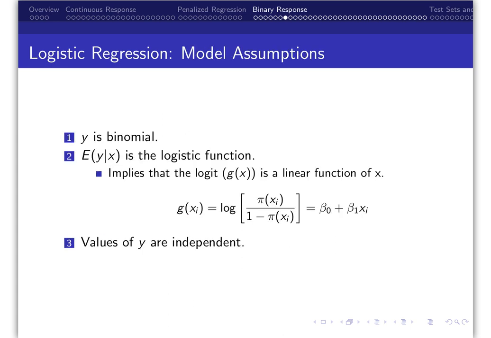We do have assumptions for our logistic regression model. First, y is binomial. The expected value of y given x is the logistic function, which implies that the logit is a linear function of x. The logit is the link function for our logistic regression model, as the logit links our model to the linear function of x. The values of y are independent. That means that we have independent observations, or the same subject was not measured several times, or we do not have measurements from twins or family members. So the assumptions are distribution, linearity, and independence.